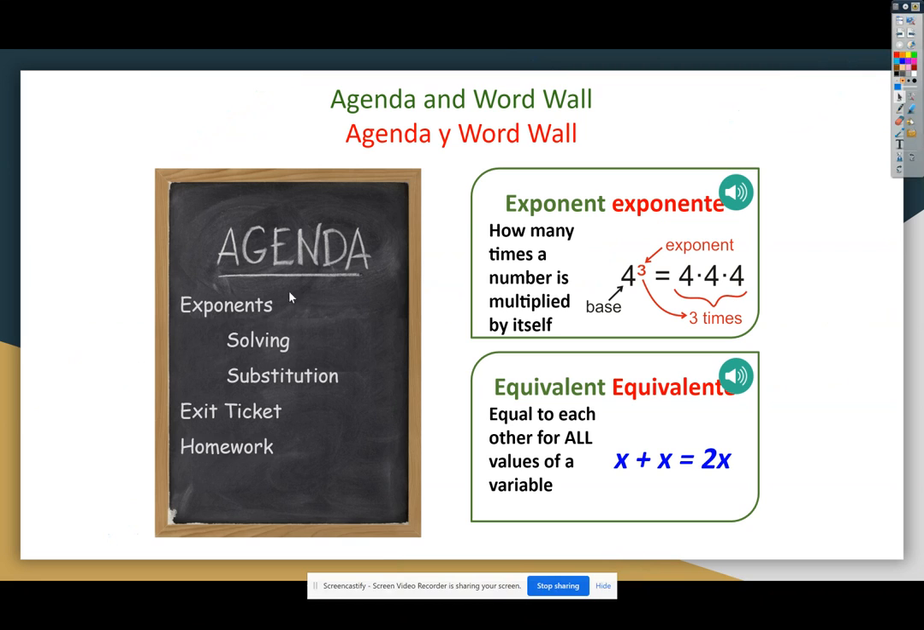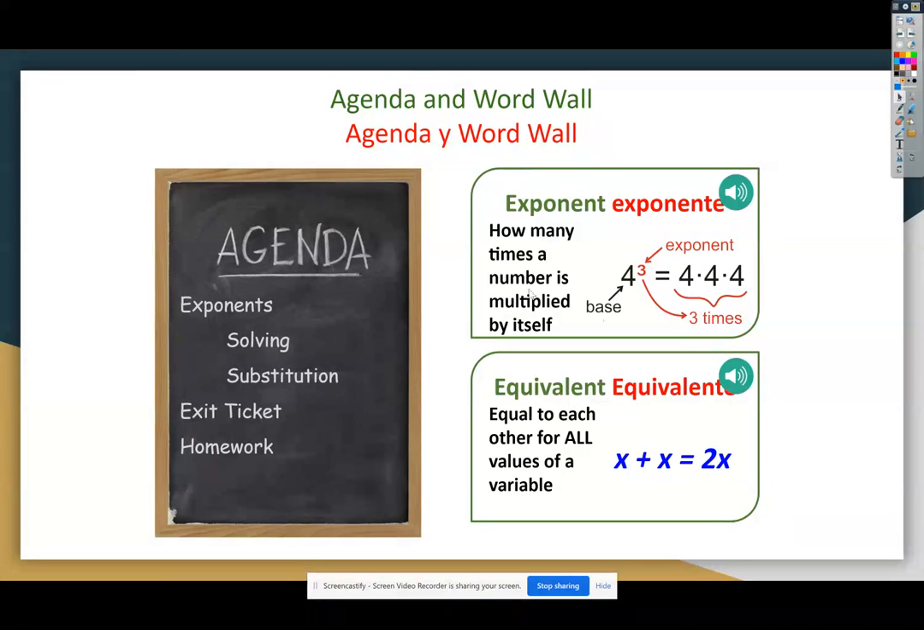And so if we go along to our agenda, you can see we're really going to be working with exponents. We're going to be solving them. We might do a little substitution as well. There's also a couple optional extensions in the slides. And if you finish that, you get to the end of the pair deck and you take the exit ticket, then you can start your homework early. Homework is due on Friday.